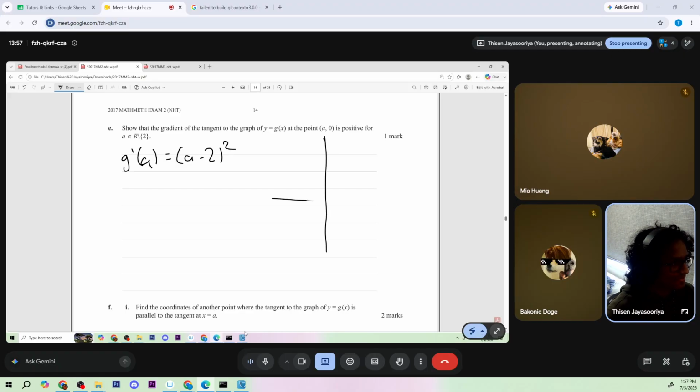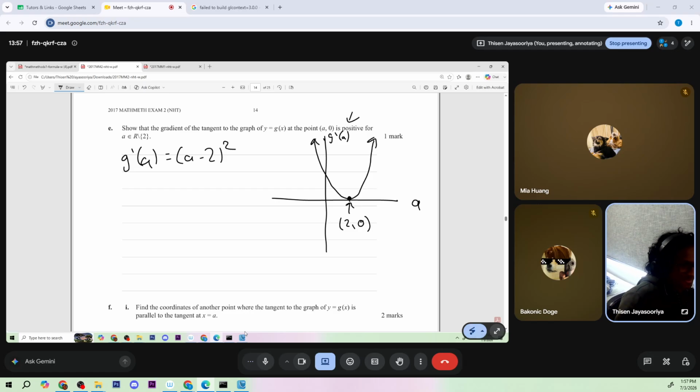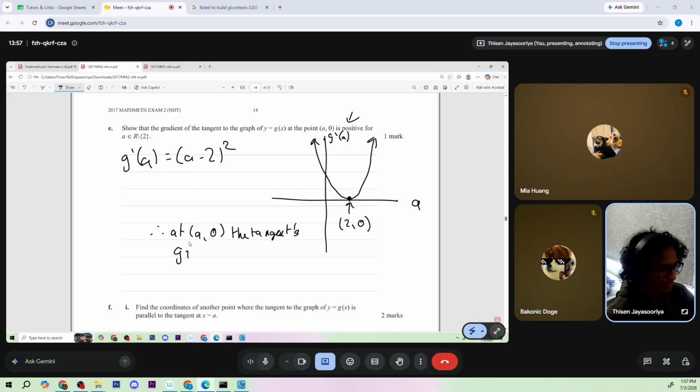Here what you can see is that if I sketch out this function, I have g dash of a, and I have a on my x-axis. It's going to have this point at 2 comma 0 where it intersects and the tangent becomes 0, and we can see that it is positive for all the other values, right? Does that make sense? So that's all you need to do, and then you can say, hence at a comma 0, the tangent's gradient is positive.